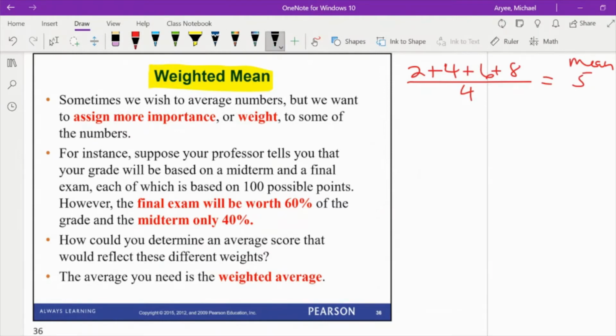Now, this is based on the assumption that each value carries the same weight of one. In other words, you have 1 times 2, 1 times 4, 1 times 6, 1 times 8. Now, suppose we double the 8 to be 2 eights, then this is no longer true. So in a weighted mean, we apply the weight of the value to the value.